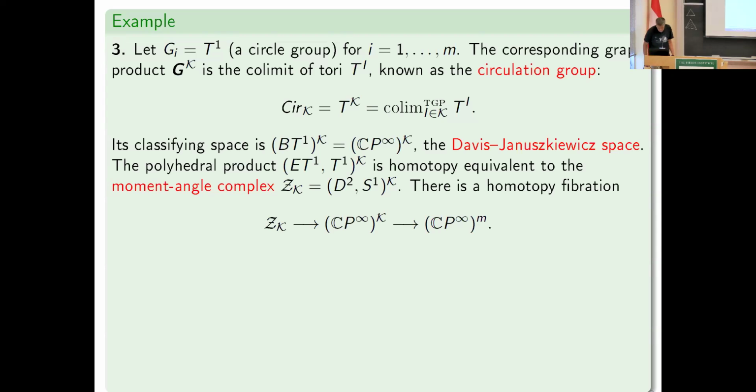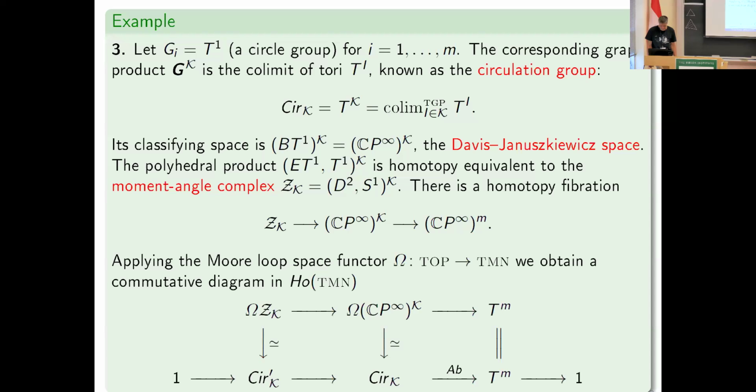And its classifying space is a Davis-Januszkiewicz space, the polyhedral product of CP infinities. And you have this homotopy fibration. So that polyhedral product is homotopy equivalent to the moment angle complex. And then you have this homotopy fibration. And if you loop it, then you get an exact sequence of topological monoids. If you do Moore loop space, then you get a topological monoid, and you have this sequence, and you can think of the loops on the moment angle complex as a commutator subgroup in your circulation group.